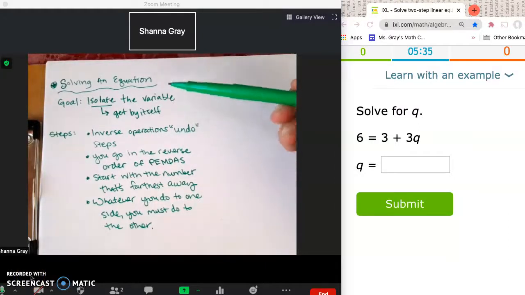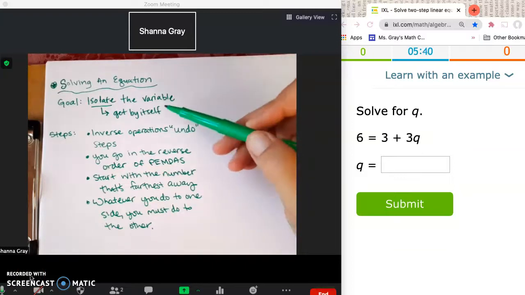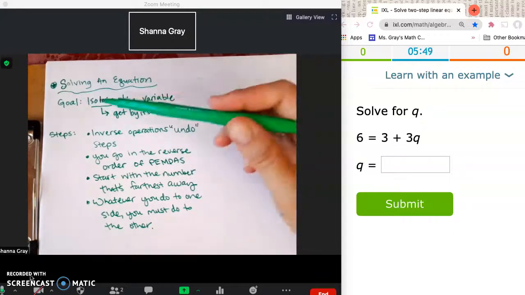So today we're going to start talking about how to solve an equation. Wednesday's homework, you were filling in steps, but you weren't deciding the steps. So today you're going to have to decide the steps. And really your goal is to isolate the variable.